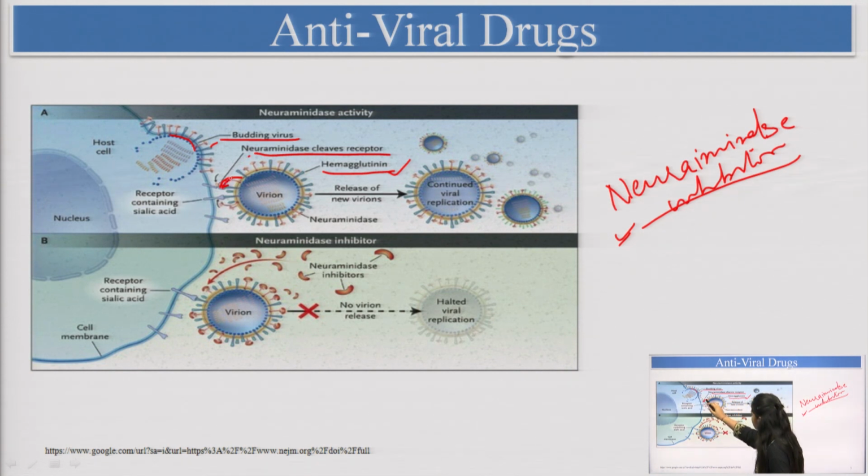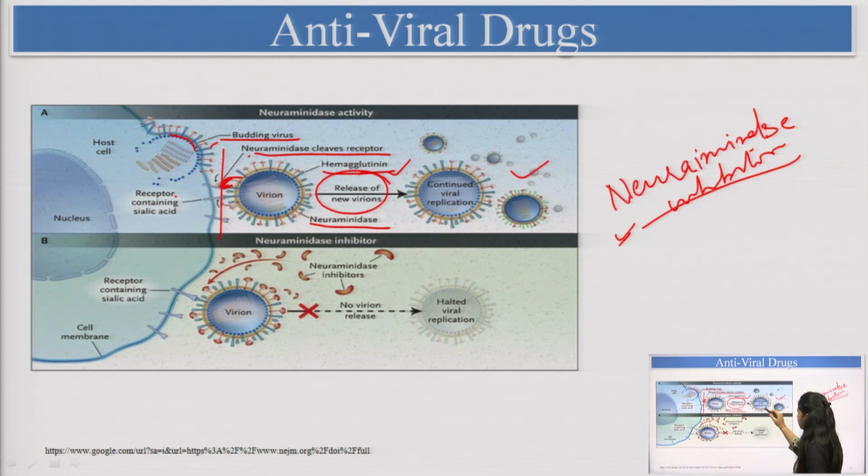Neuraminidase is used for cleavage. This is the virus particle and the release of new virions that we can see. When the neuraminidase acts on this receptor, there will be cleavage, a cut in the linkage between the host cell and the virus. So there will be continued viral replication, and the virions will come out. You can see here how it is going on.